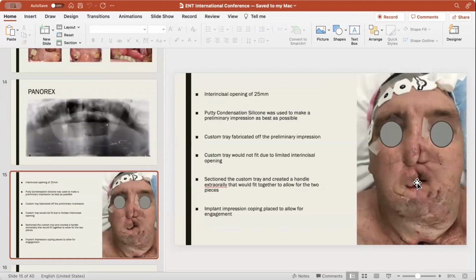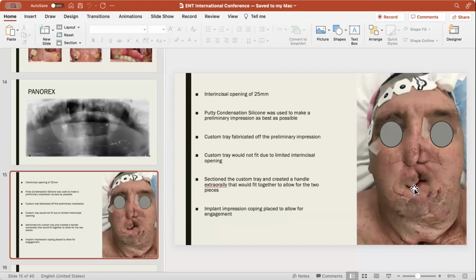So this patient ended up being able to open only about two fingers' width, which is very difficult to get inside to be able to make an impression. So I had to come up with a different method of getting inside the mouth to make this impression. So a custom tray was fabricated off of a very soft silicone putty that I basically just put into the mouth and molded to the roof of the mouth.